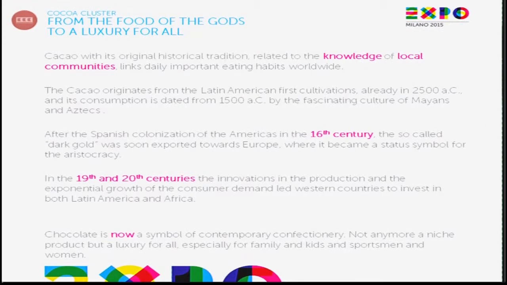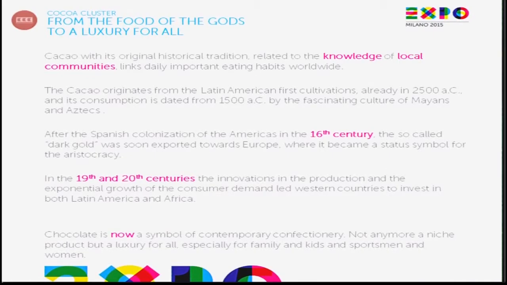As we know, the cacao originates from Latin America, with first cultivations already in 2500 BC, and the consumption is witnessed since 1500 BC among Mayans and Aztecs, so South America.